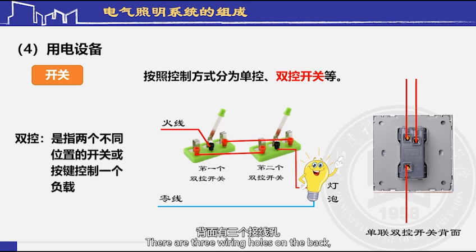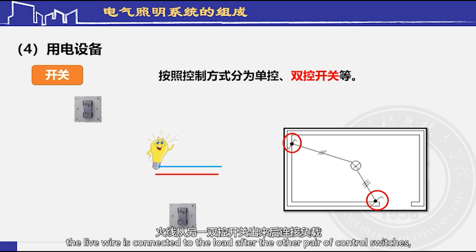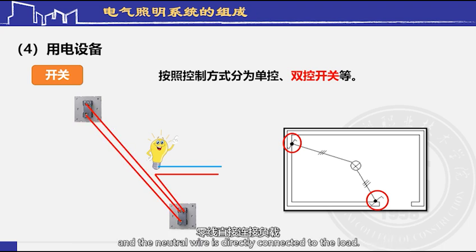There are three wiring holes on the back. The live wire goes into one of the dual control switches. There are two connecting wires between the dual control switches. The live wire is connected to the load after the other dual control switch, and the neutral wire is directly connected to the load.